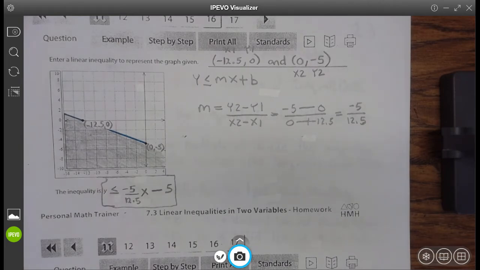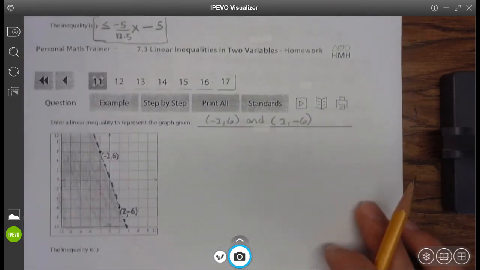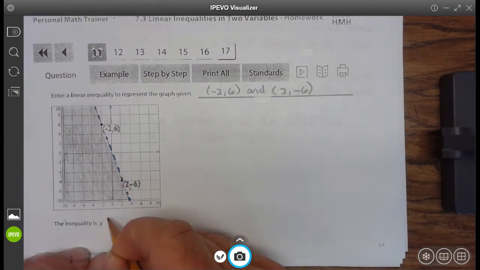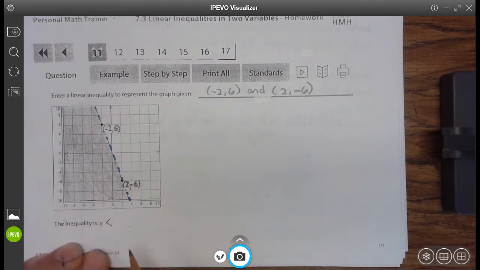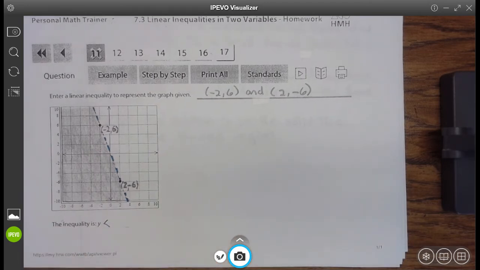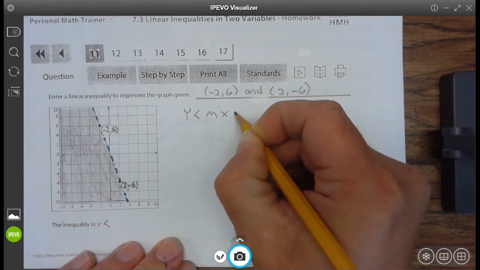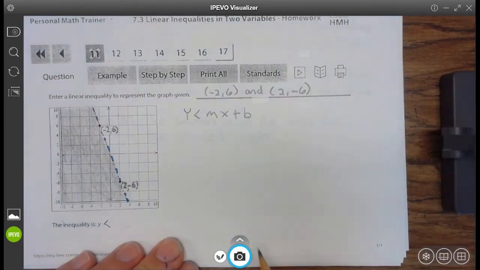So let's take a look at the next example, or last example. All right. So this is shaded below, so we know it's y, but it's less than because it's a dashed line, so no line underneath, okay? So we need to find y less than mx plus b, okay?